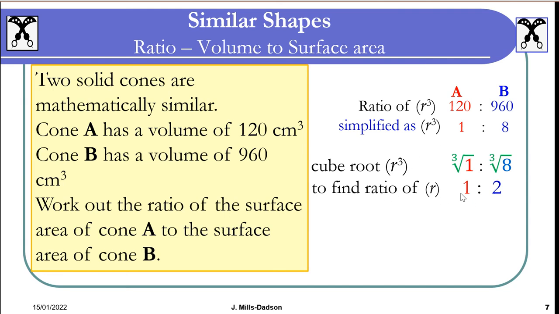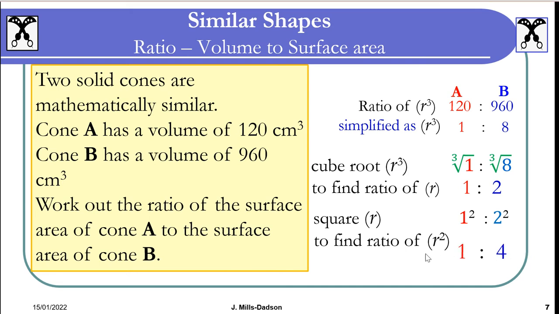Now I want to change the ratio of length into the ratio of area. So what I need to do here is to square both sides. We square both sides, rather than square root. So we square 1 squared and 2 squared to get to our R squared. And that gives us 1:4.